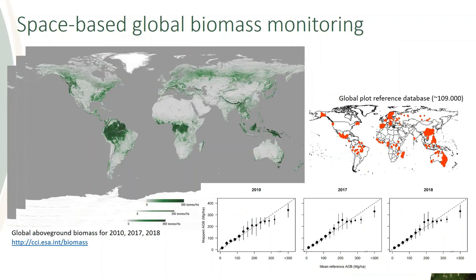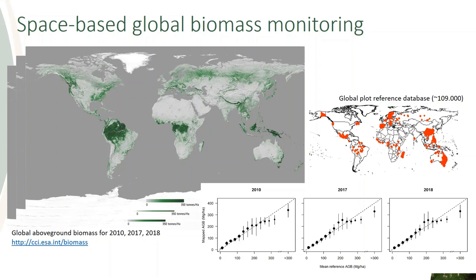So if you look at the product here, for example, the ESA-CCI biomass map for 2010, 17, and 18, 100 meter resolution, if you compare that to a large global plot database, and there's a whole procedure on how you compare plots to maps, you can see that there's, on the global level, good agreement between both estimates for the lower biomass ranges, so up to 150, 200 tons of biomass.